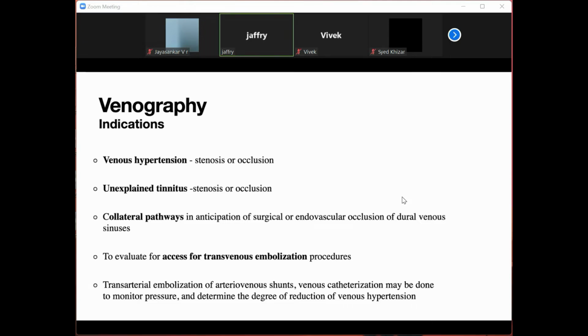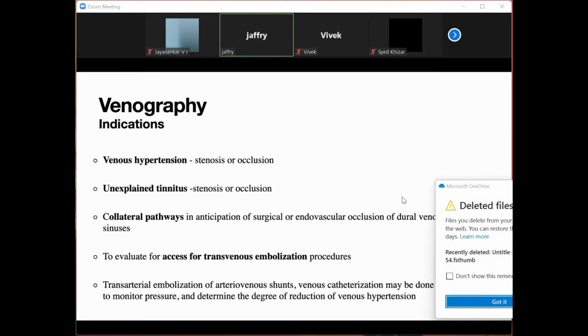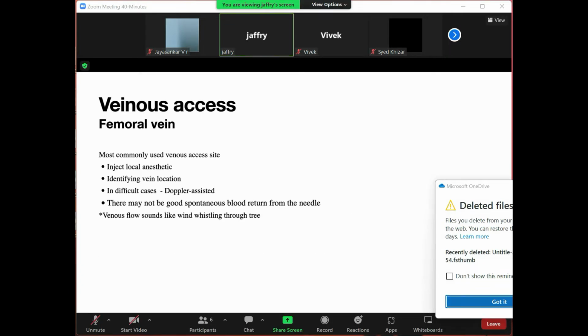So basically, it is to look, in patients with intracranial hypertension, for any possibility of stenosis or occlusion in any of the sinuses or vessels in the venous system. That is the main indication where it stands.